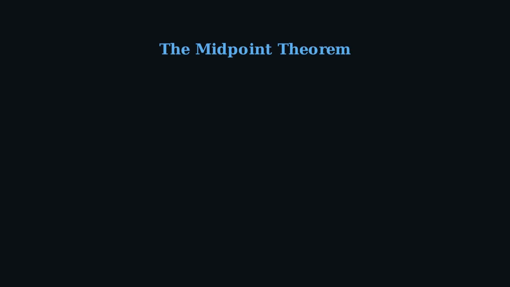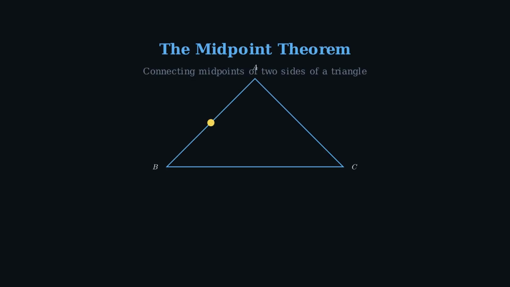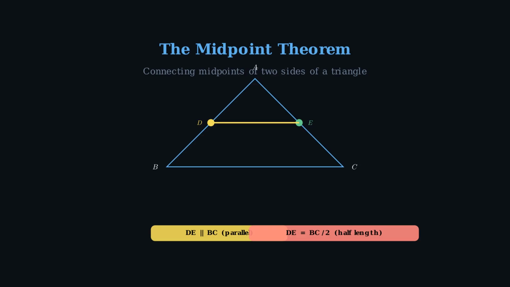The midpoint theorem, a fundamental rule in geometry about a beautifully simple idea. What happens when you connect the midpoints of two sides of any triangle? The answer is always the same. No matter which triangle you pick, the connecting segment is always parallel to the third side and always exactly half its length. Let's explore this step by step.